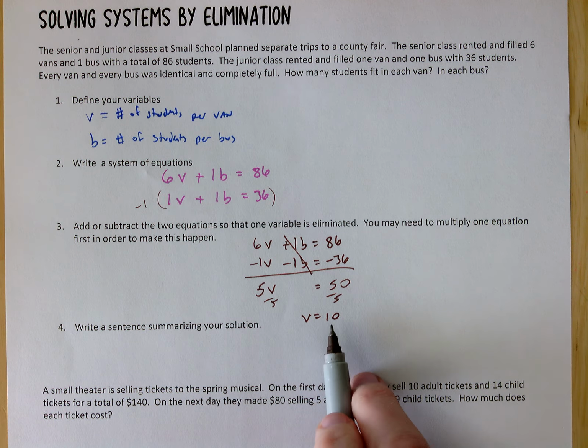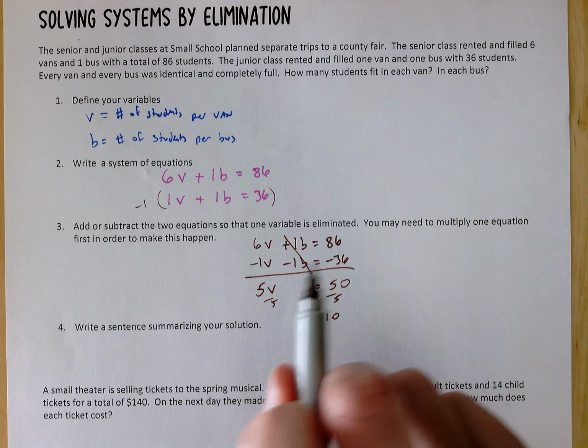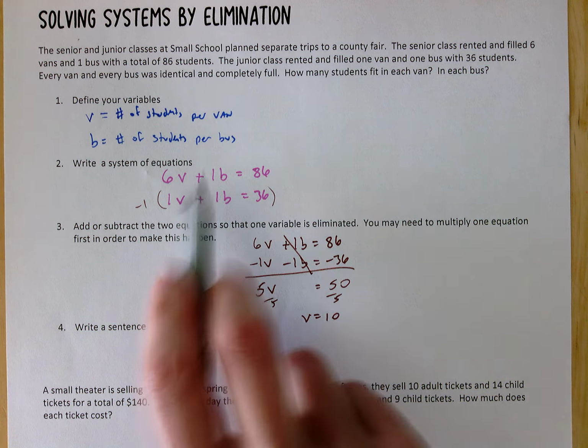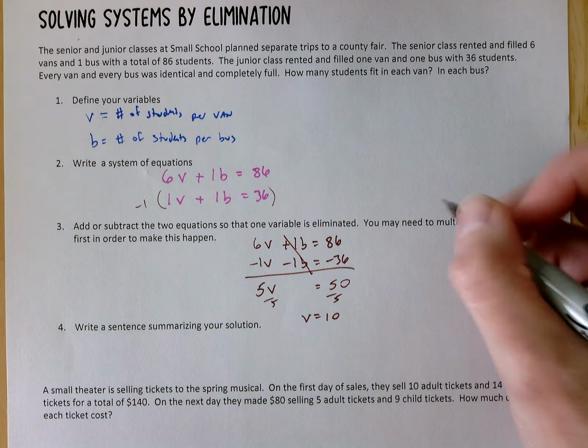All right, so now that we know v is 10, that's half of my answer. I want to know how many fit in each van. Got that part. We just got to figure out how many in each bus. So what I'm going to do now is just go back to either one of these 2 equations. It doesn't matter. And I'm going to plug that number in. I think I'm going to use the second one because that looks easier.